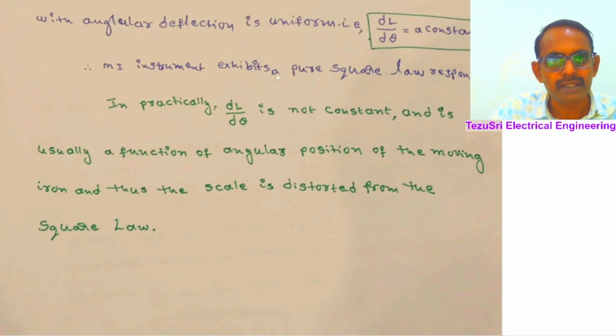MI instruments exhibit full square law response if dL by d theta, the change in inductance with respect to angular deflection, is constant or uniform. But in practice, dL by d theta is not constant and is usually a function of the angular position of the moving iron vane, and thus the scale is distorted from the square law.